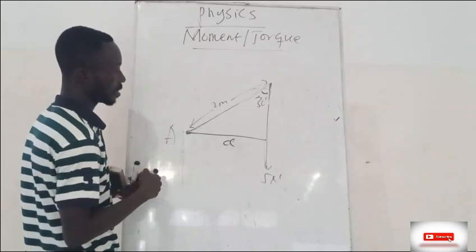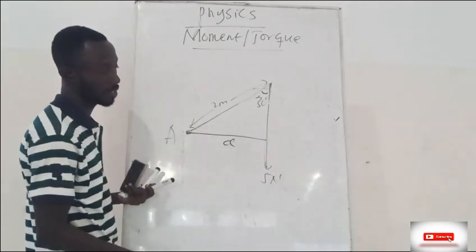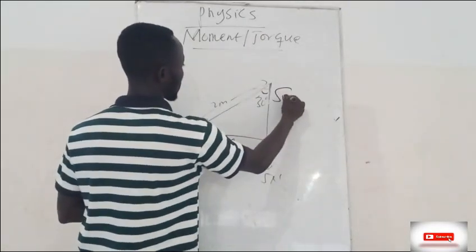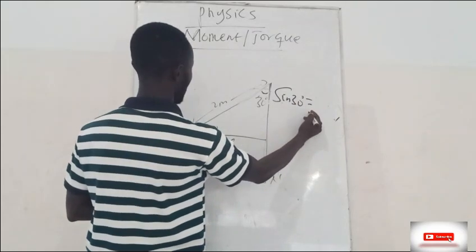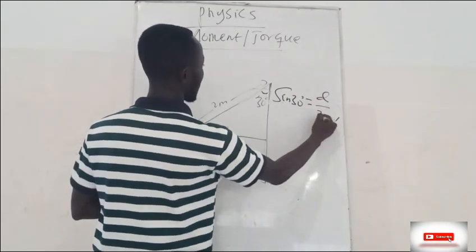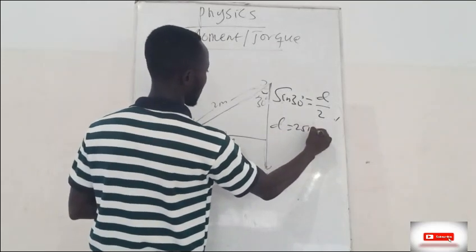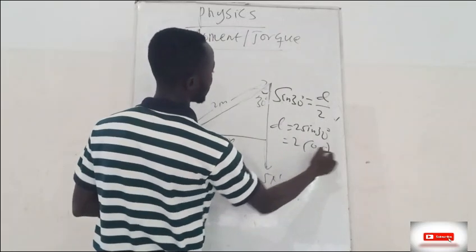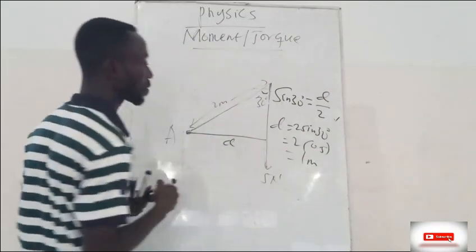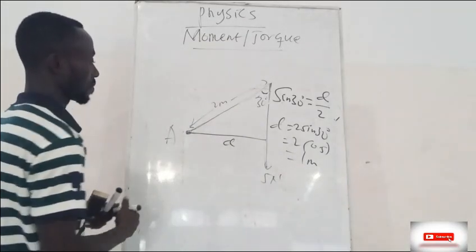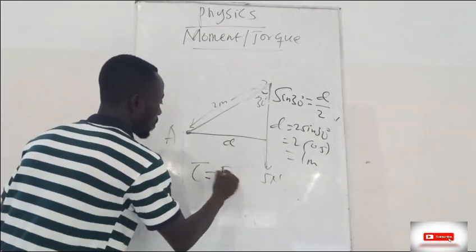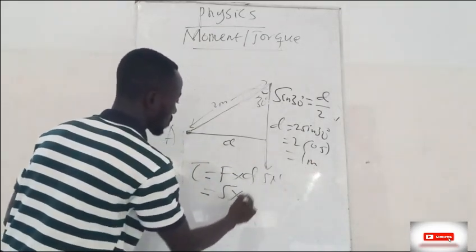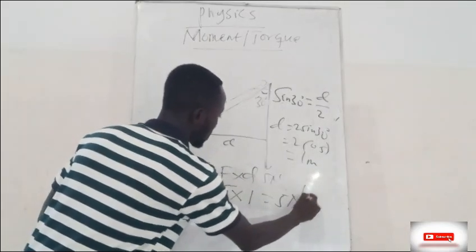And then this will become your perpendicular distance. And using the idea of SOHCAHTOA, you can find the value of D. So from this, opposite over hypotenuse, sin 30 degrees equals opposite over hypotenuse. So D is 2 sin 30 degrees. So sin 30 is 0.5. So we get 1 meter. So the perpendicular distance is 1 meter, not 2 meters. And so my torque becomes force times perpendicular displacement, where force is 5 and the perpendicular displacement is 1. So I get 5 Newton meters.